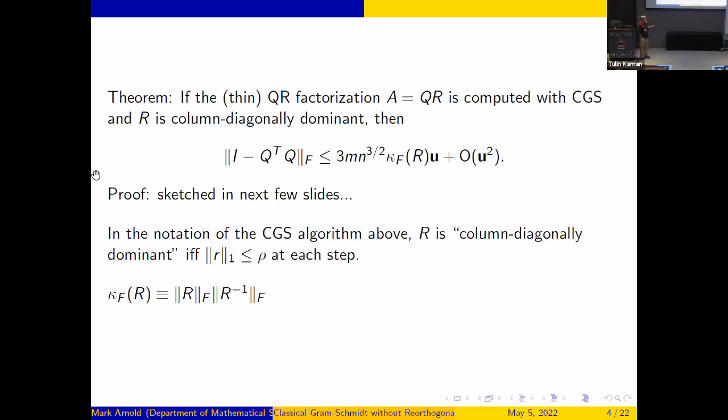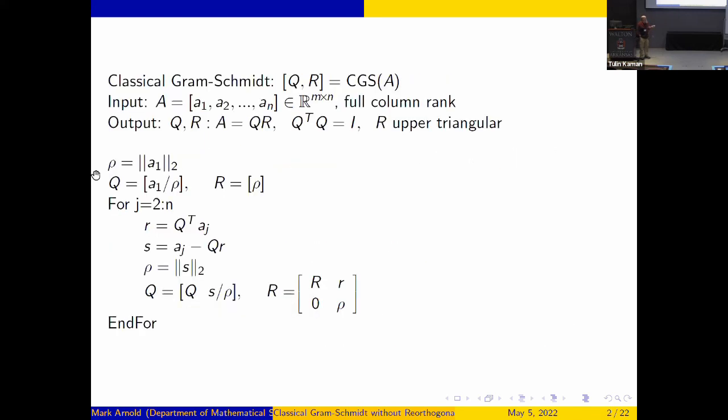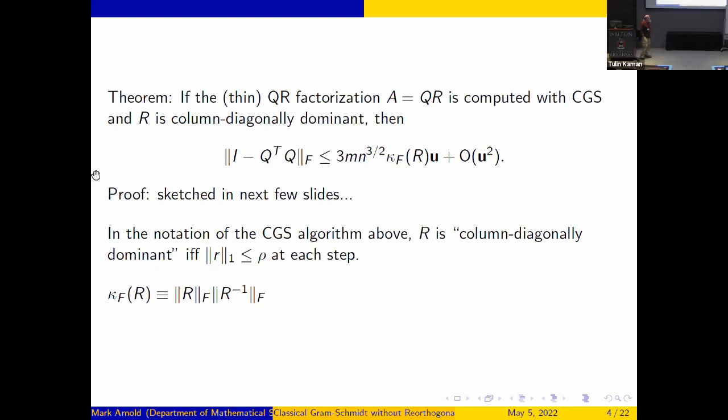But this idea of R being column diagonally dominant comes back to if R in the one norm is less than or equal to this rho factor, which sits on the diagonal of R, but is the normalization of the projection of A sub j. And I was just here reminding people what I mean by the Frobenius condition number. R is square, so it makes sense in this case.